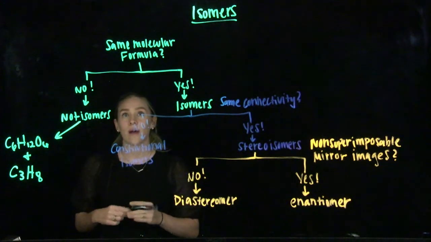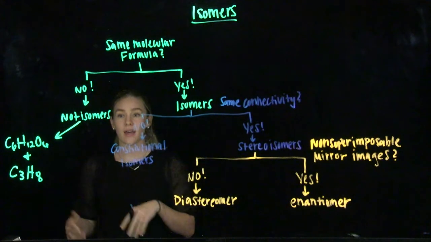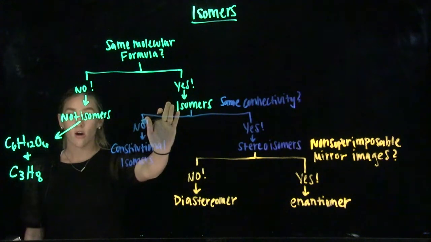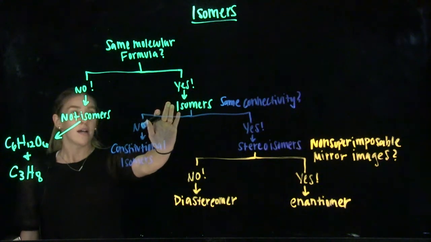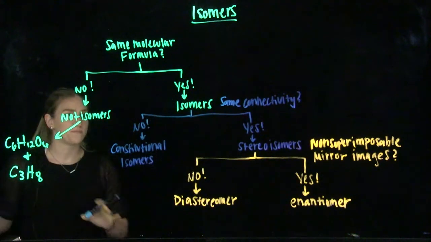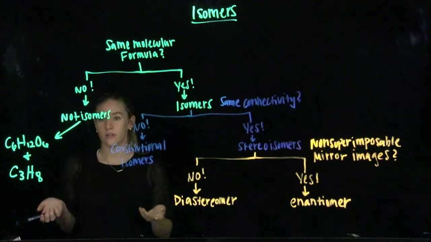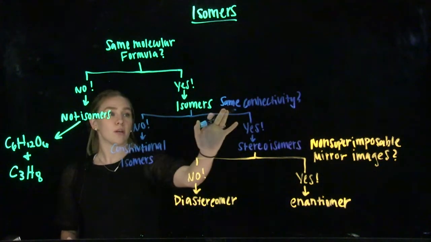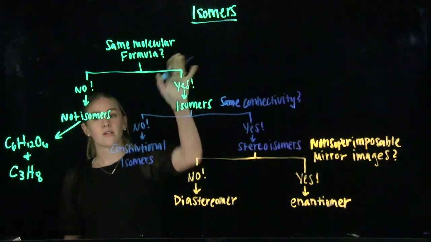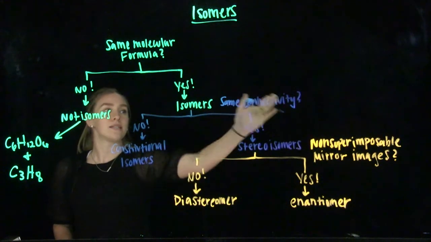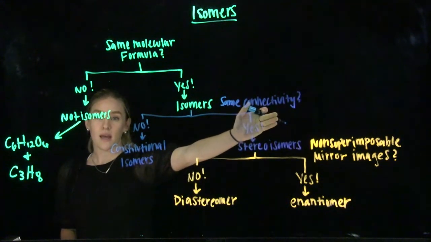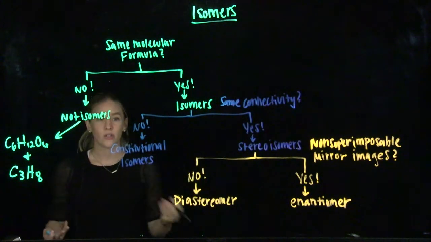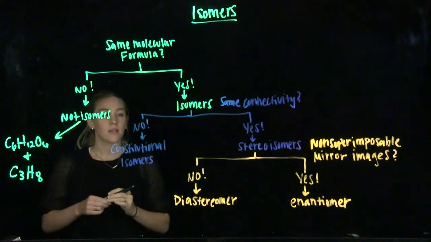So if you ask yourself, do they have the same molecular formula, and you answer yes, then you can determine, okay, they are probably isomers. So you have to ask yourself then, what kind of isomers are these? Because there are different types. So that leads us to the next question. We know they have the same molecular formula, so we know they're isomers, but do they have the same connectivity? And in order to determine this, you need to look at the molecule itself. So let's look at that.